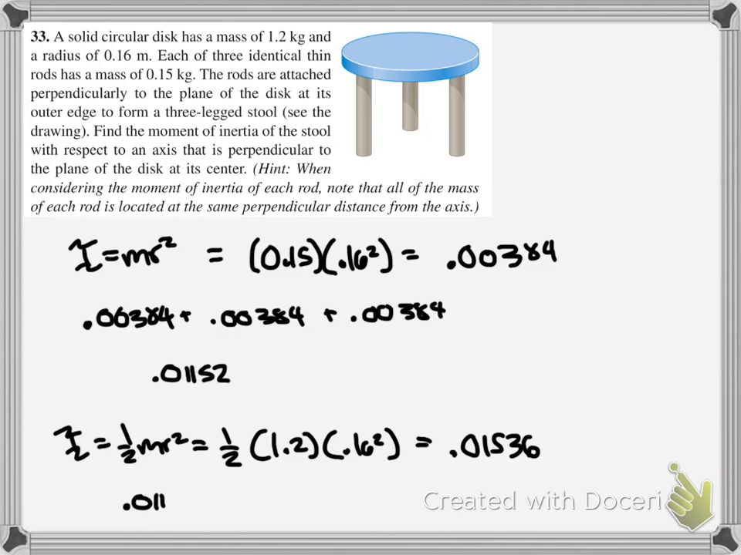You do that and you solve and you get 0.01536. Now, since it asks you for the total inertia of the stool, you just add those two values together and your final answer is 0.0269 kilograms times meters squared.